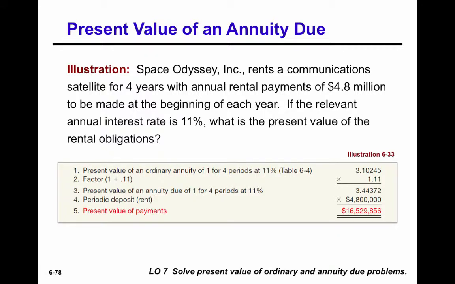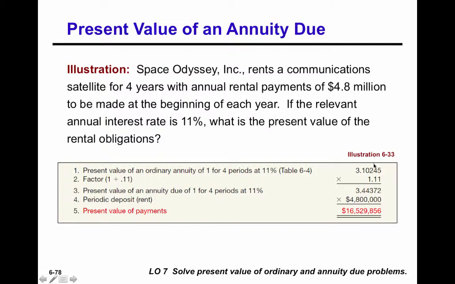So now an example of the annuity due scenario. They're renting a satellite, 4 years annual payments, $4.8 million, the beginning of a year. If the rate's 11%, what's the present value of the obligations? We're going to find the present value of the ordinary annuity factor, multiply that by 1 plus the interest rate to arrive at the present value of an annuity due, and then use that to discount the periodic payments of $4.8 million.